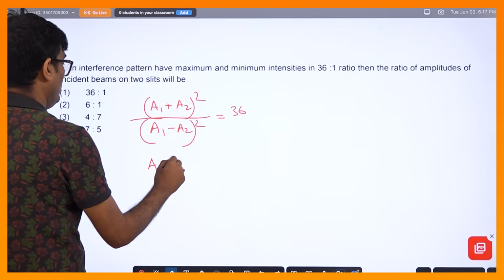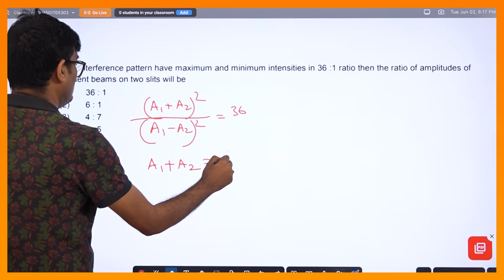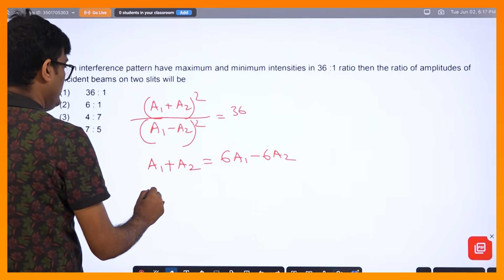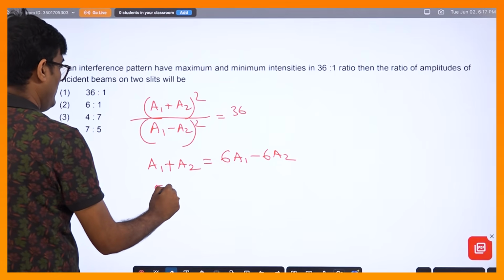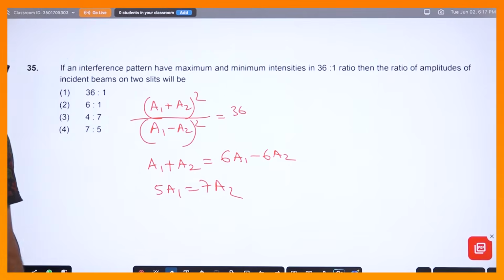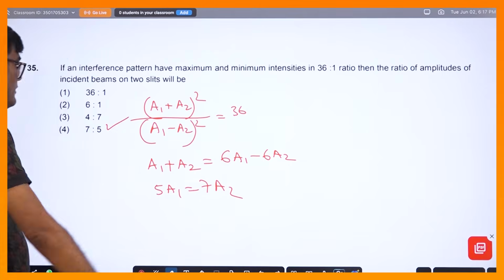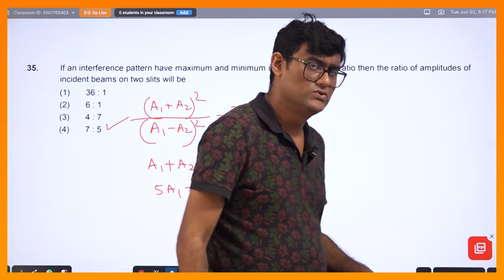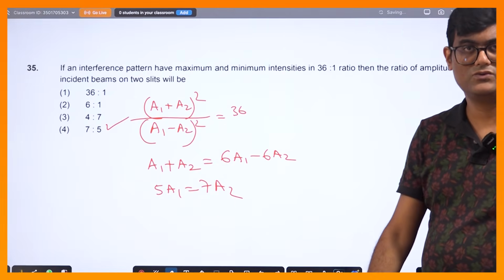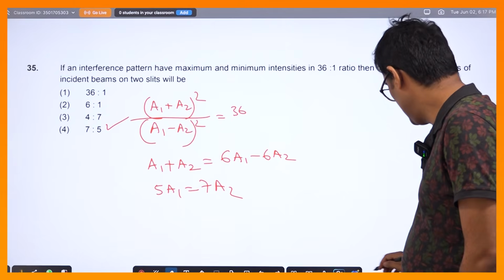So a1 plus a2 is equal to 6 times a1 minus 6 times a2, right? So you can see that 5a1 is equal to 7a2. So the ratio is 7 to 5. Option 4 is the correct choice, right? You should remember this formula that maximum is (a1 plus a2) whole square, minimum is (a1 minus a2) whole square.